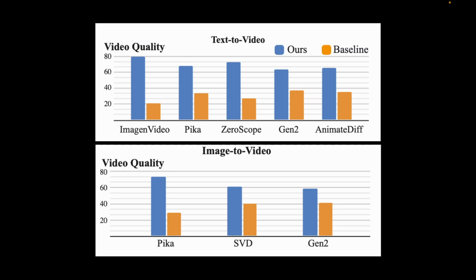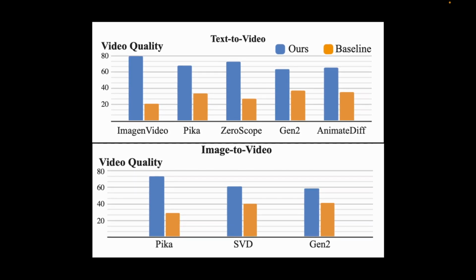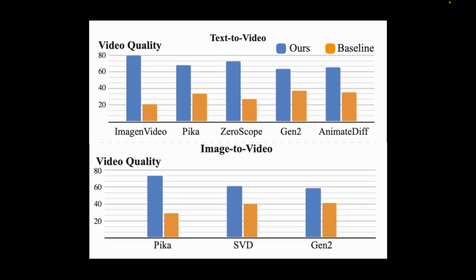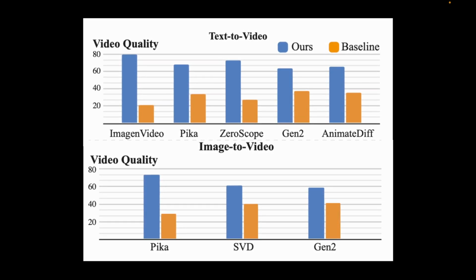To evaluate the model quantitatively, the model was run through a user study where the users compared the results of the proposed model against some state-of-the-art models such as Pika, Zeroscope, or Stable Video Diffusion, and the results clearly indicate that the users preferred the Lumiere model, both in case of text-to-video and image-to-video.